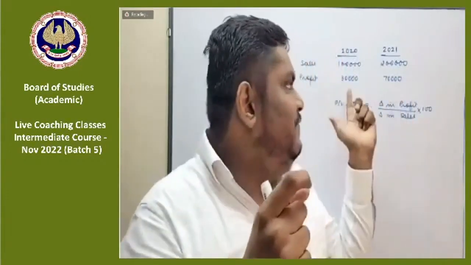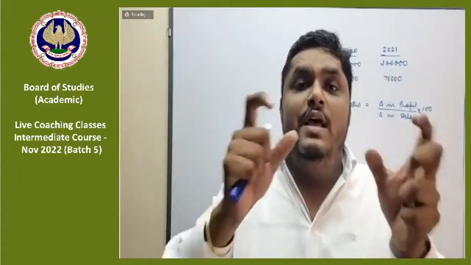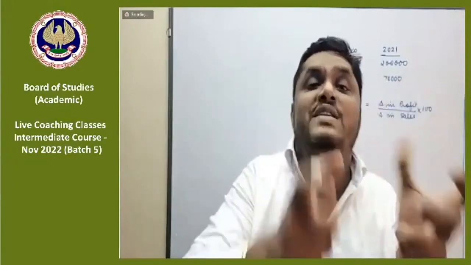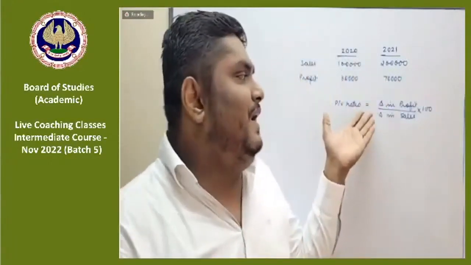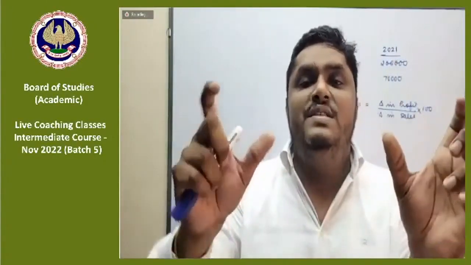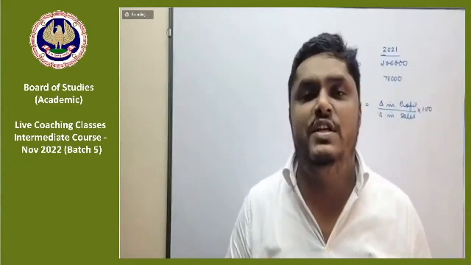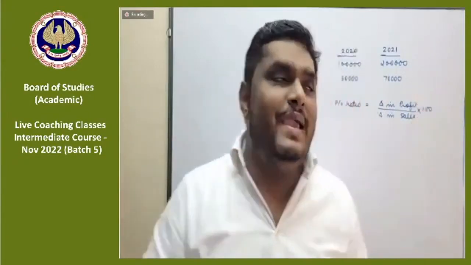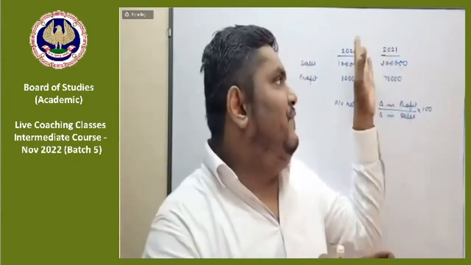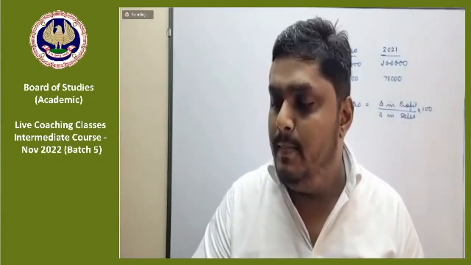So herein, if there is any change in profit, it is due to change in contribution. It means the fixed cost is constant in both the years. So ultimately, we are using the same formula, that is contribution by sales into 100. But since the contribution is not given, we are using change in contribution divided by change in sales into 100. Again, I repeat, change in profit means the change in contribution, because the fixed cost will be constant in both the years, that is 2020 and 2021.